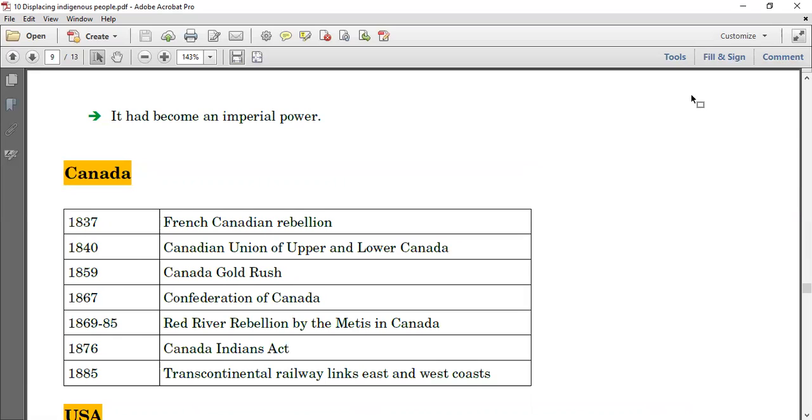Canada: 1837, the French-Canadian Rebellion. 1840, the Canadian Union of Upper and Lower Canada. 1859, Canada's Gold Rush. 1867, the Confederation of Canada. 1869 to 1885, the Red River Rebellion by the Métis in Canada. 1876, Canada's Indian Act. 1885, the Transcontinental Railway links the East and West Coast.